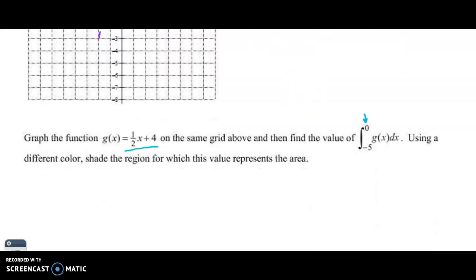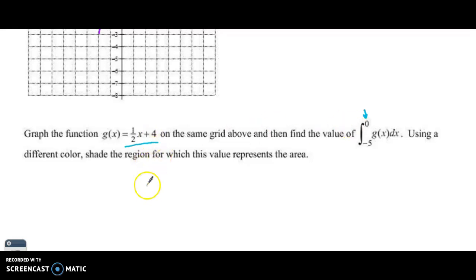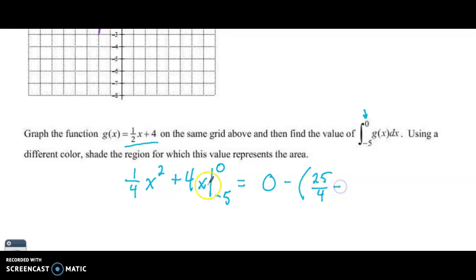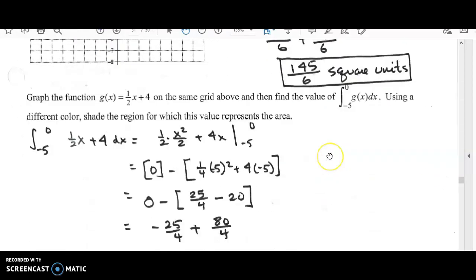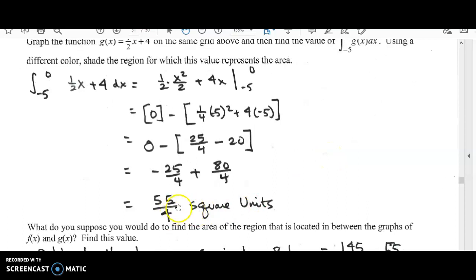So what's that area? Well, if we did the integral, we'd be adding 1 to the exponent and then multiplying by the reciprocal. So 1/2 times 1/2 would be 1/4. Plus 4 times x from negative 5 to 0. And again, plugging in 0 for both those x's will give you 0. And then minus negative 5, once you square it, it would be 25, positive 25 fourths. And then that would be minus 20 again. And again, I'm going to jump to the answer key. You get 55/4.